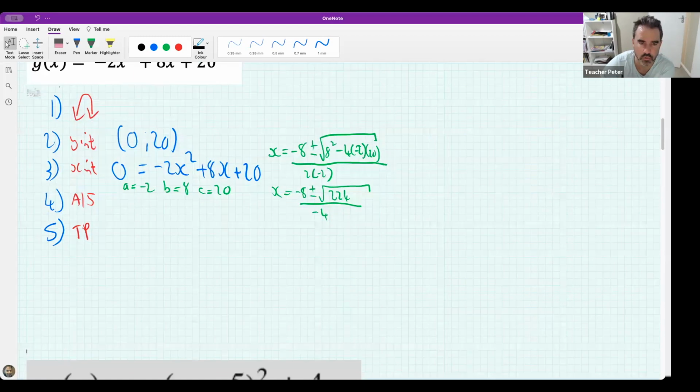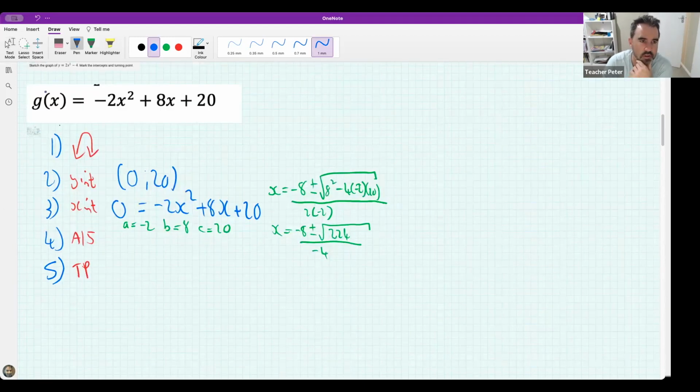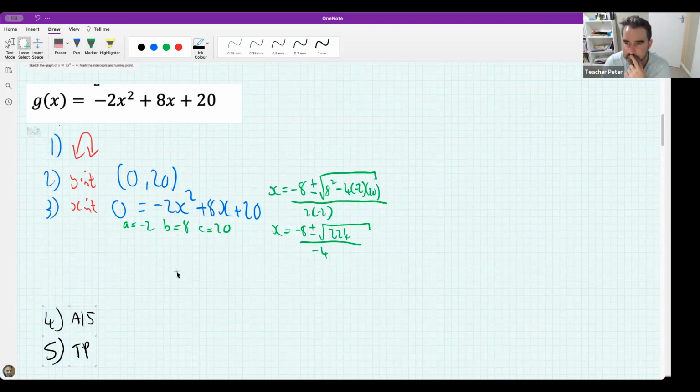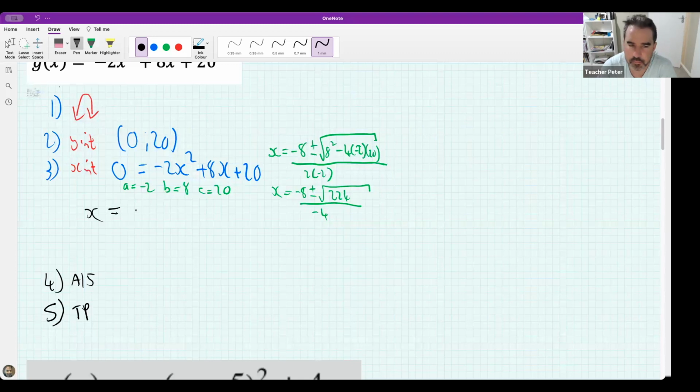What are you getting for your x-intercepts? Did anybody get an exact 7? I thought it would be messy. Yeah. So x is equal to minus 1.74, or x is 5.74. Yeah. So those are the two x-intercepts.